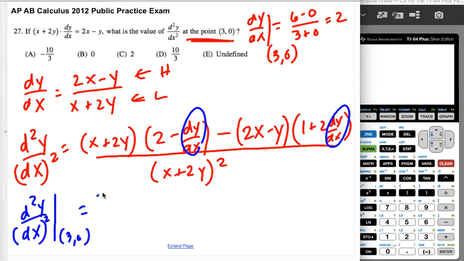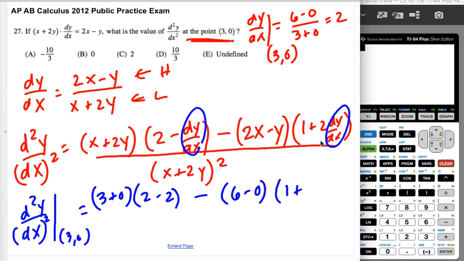So I'm going to get 3 plus 0 in this parenthesis. In this parenthesis, I'm going to get 2 minus 2, which is convenient because that's just a 0. Here, I'm going to get 6 minus 0. Here, I'm going to get 1 plus 2 times 2, which would be a 4. On the bottom, I'm going to get this 3 plus 0 quantity squared.